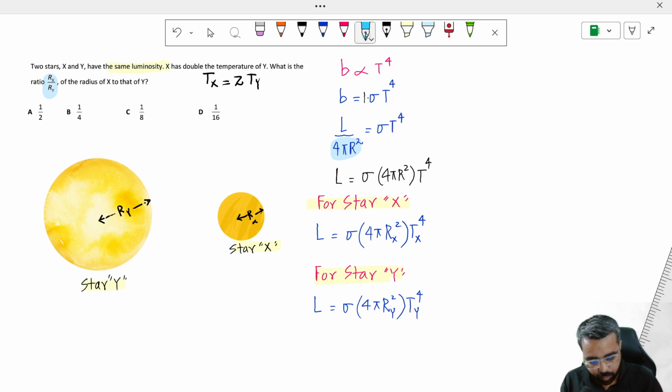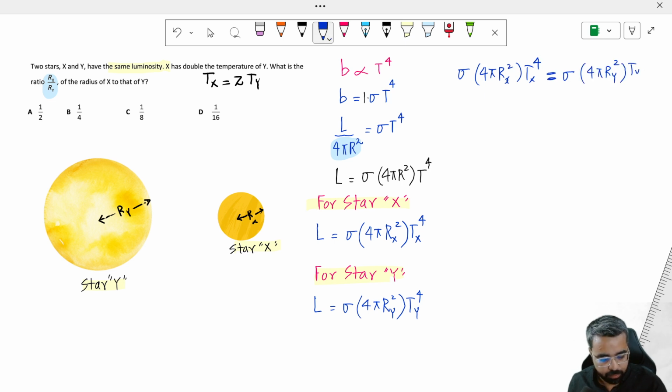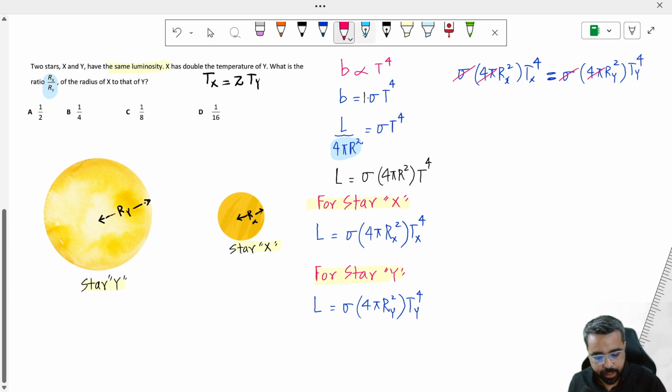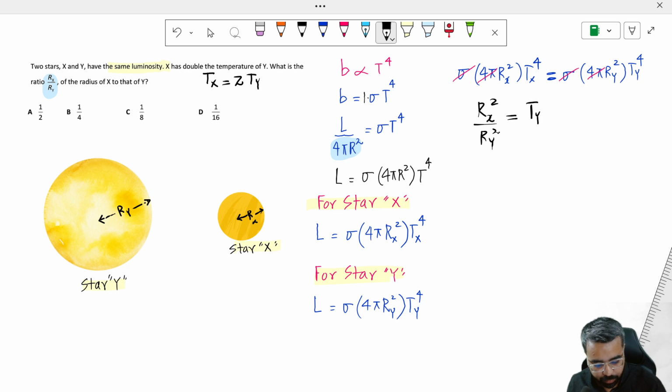Now can we equate these two? Because the left hand side of the equation is the same, when we equate, we must have sigma into 4 pi Rx square Tx raised to power 4 equal to the same with Ty raised to power 4. Now we can cancel the 4 pi on both sides, and we can see that we are getting a ratio. In fact, Rx square over Ry square is equal to, so that is an inverse ratio, raised to power 4.